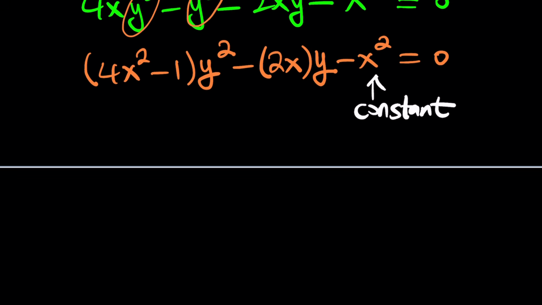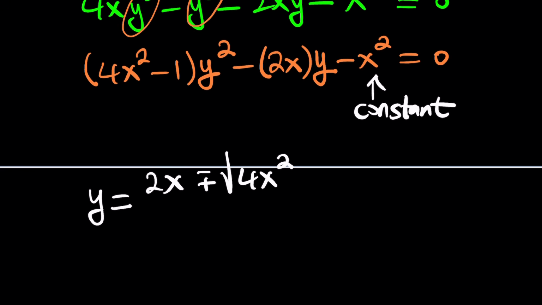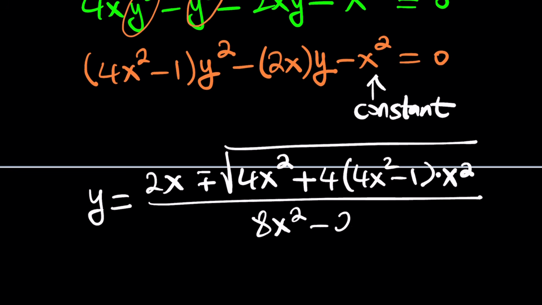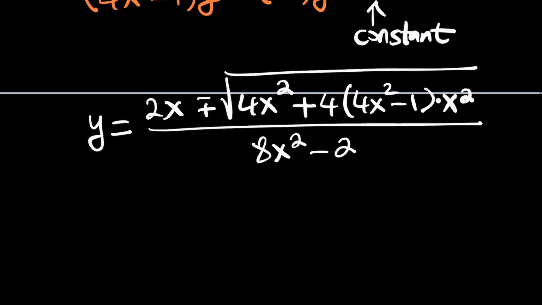So if you use the quadratic formula, y equals negative b, which is 2x, plus minus the square root of b squared, which is 4x squared, minus 4ac, 4 times a times c. And c is negative x squared, which is our constant term, so that's going to turn it into a plus sign. And we're going to subtract or add, divided by 2a, which is 8x squared minus 2. Beautiful, right? Let's go ahead and see if we can simplify this in any way.